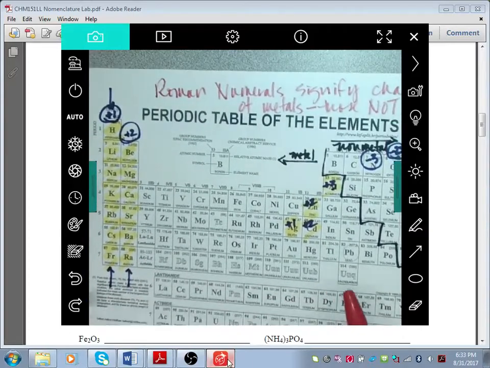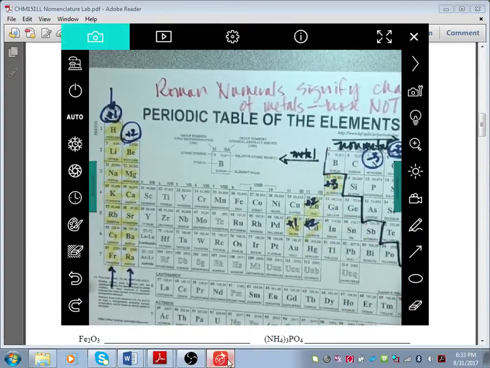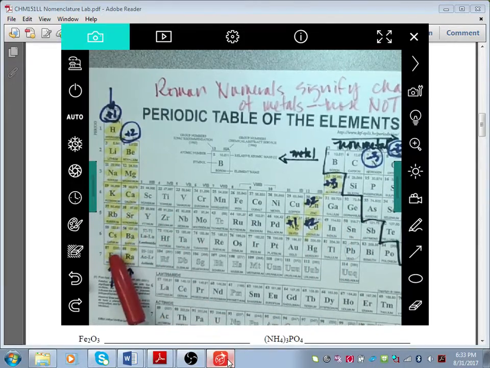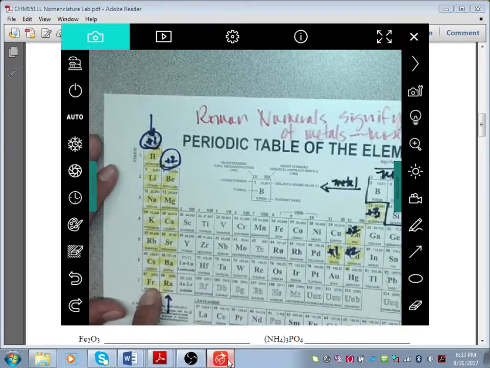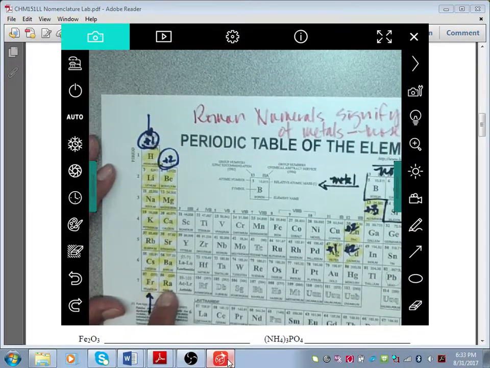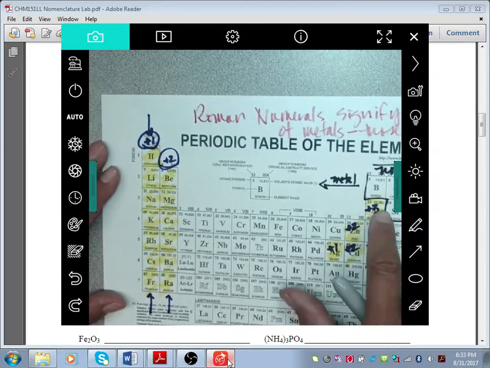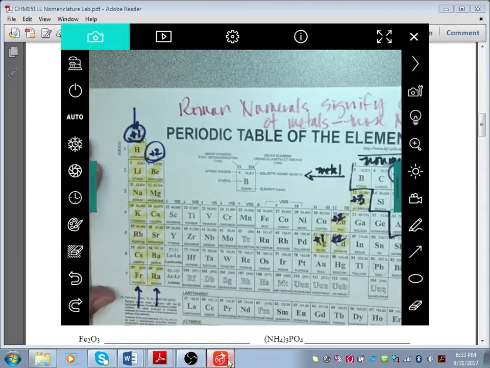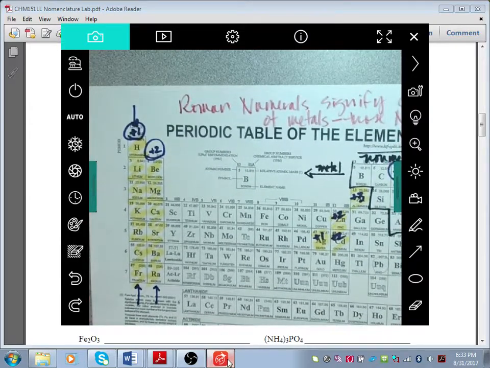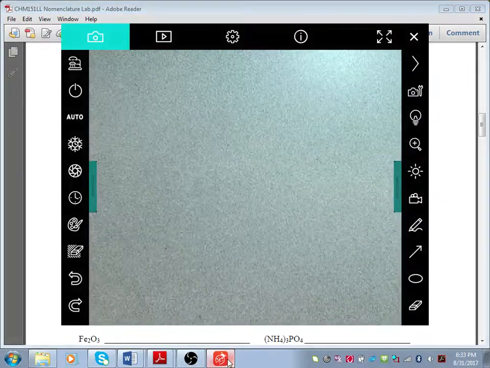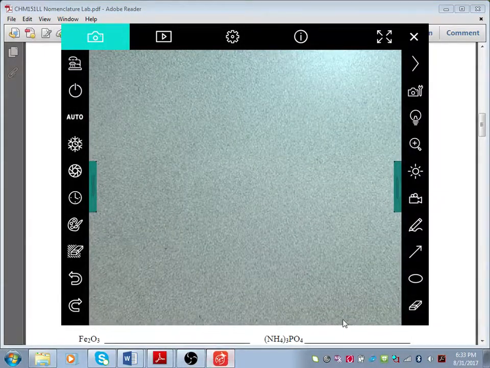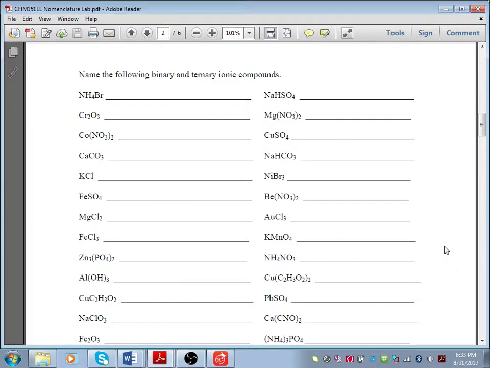So once again, to summarize, everything on the left-hand side of the stair step is a metal. We don't need Roman numerals for group 1 because they're always +1 when they make ions. We don't need Roman numerals for group 2 because they're always +2 when they make ions. And aluminum, zinc, cadmium, and silver are the only ones that have a single ionic charge. All other metals in binary or ternary compounds require the usage of Roman numerals. So put a little star right now next to the ones that you need Roman numerals for.